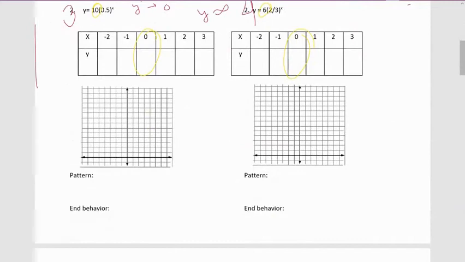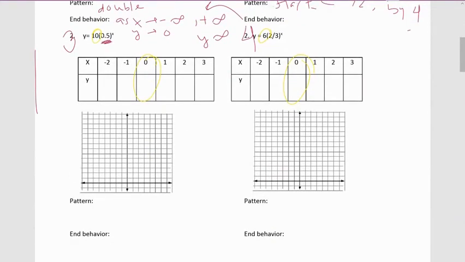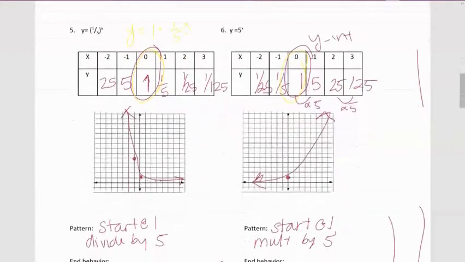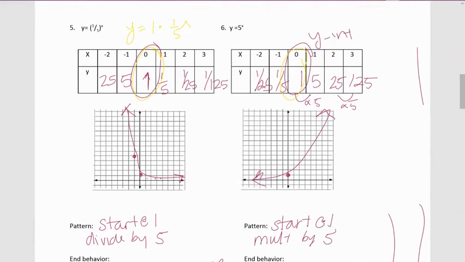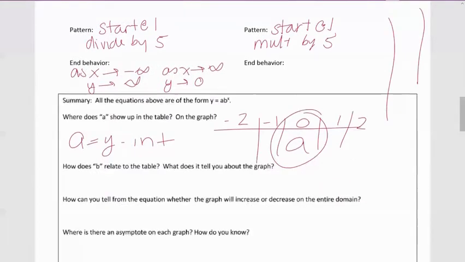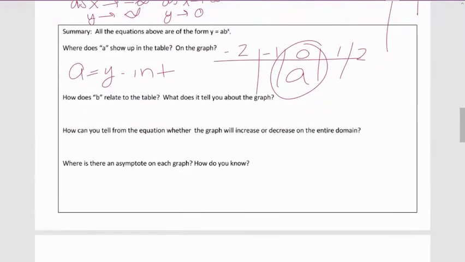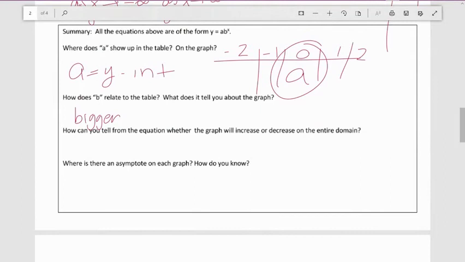I bet if you looked at this one, you'd be getting multiplying by 1/2, which is the same as dividing by 2, and multiplying by 2/3 in that case. Okay, here I'm dividing by 1/5. I'm multiplying by 5. So what does B tell you about the graph? If it gets bigger or smaller? Like this. Bigger, I multiplied by 5.